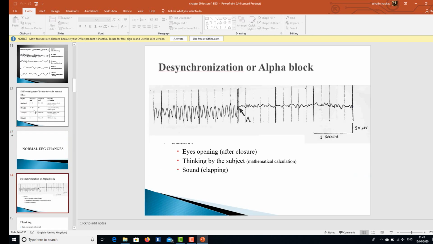Now let's talk about what happens when changes are there. What different types of changes can we see if there is desynchronization or the alpha block? This desynchronization or alpha block is seen when the eyes are open after a long closure, and when the person is thinking. So there is a sudden change, like if the person starts to do mathematical calculation, or if the person hears some sound like clapping or so.